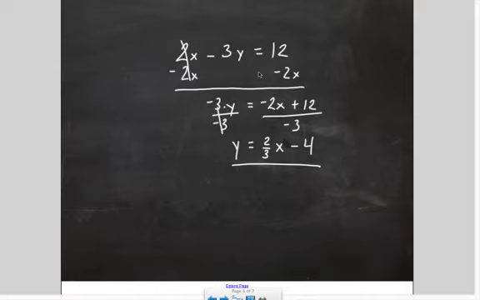So that's if the coefficient of y isn't 1. If we had another equation, we would do exactly the same thing. And now we have a y-intercept of negative 4 and a slope of 2/3, up 2, right 3.